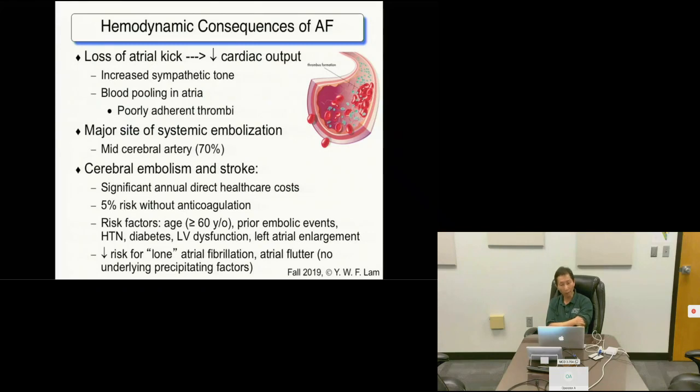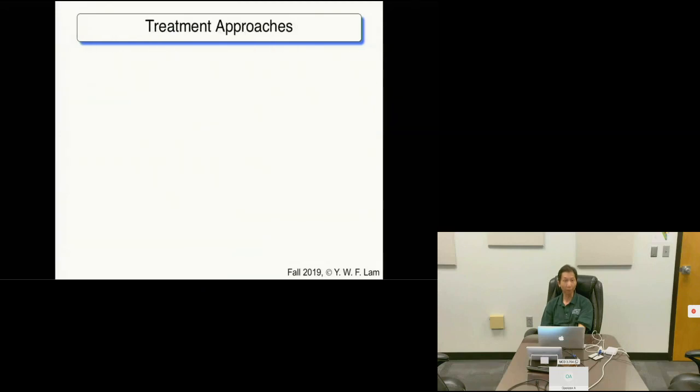Now, the very last bullet point here is that the risk of developing stroke is reduced in patients who have what we call lone atrial fibrillation. Lone atrial fibrillation essentially means that we couldn't identify any etiological or precipitating factor. Patients who have atrial flutter, especially those with no underlying precipitating factor, have a much lower incidence of thromboembolic events, and that would be something to take into consideration as to how aggressively we want to manage those patients with antithrombotic agents.